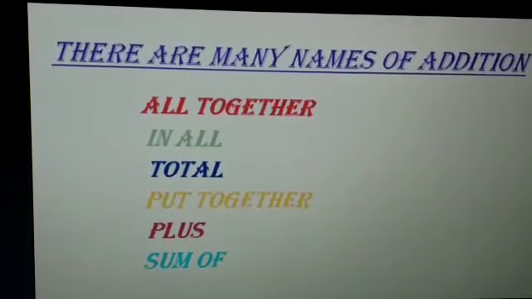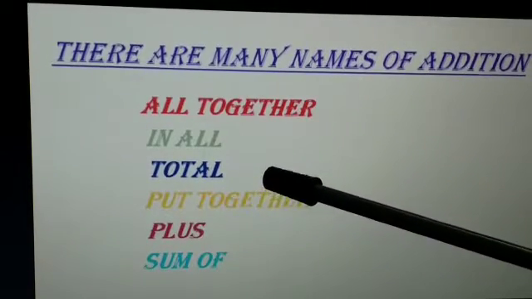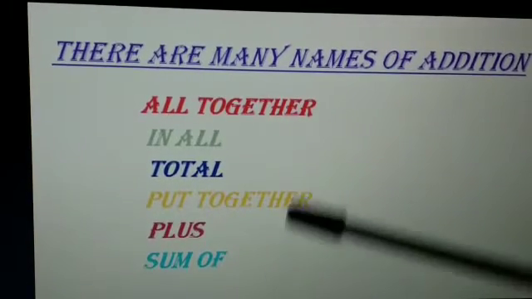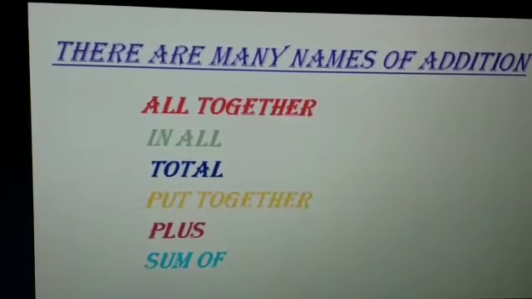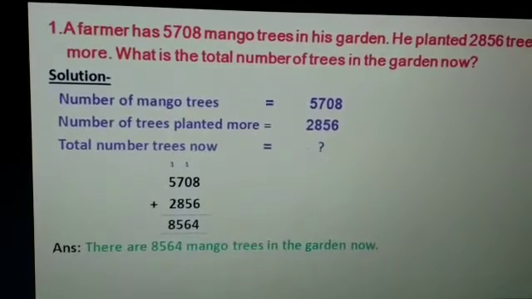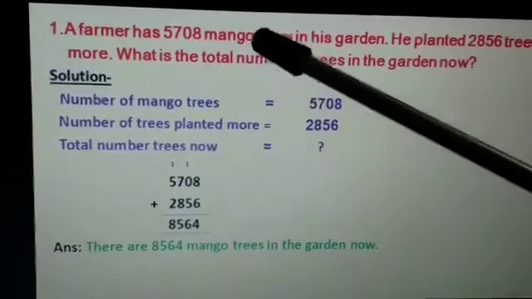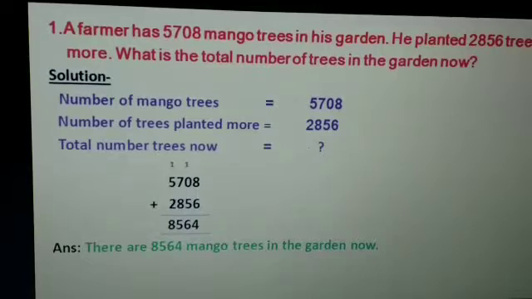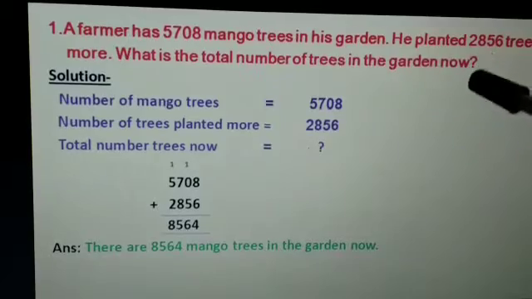As we know, there are many names of addition like altogether, in all, total, put together, plus, sum of. So, when we see any of these in a word problem, that means we need to add. So, we have a word problem or a story problem here. A farmer has 5,708 mango trees in his garden. He planted 2,856 trees more. Then what is the total number of trees in the garden now?